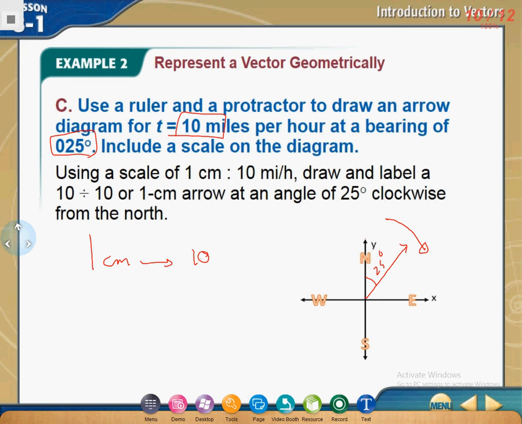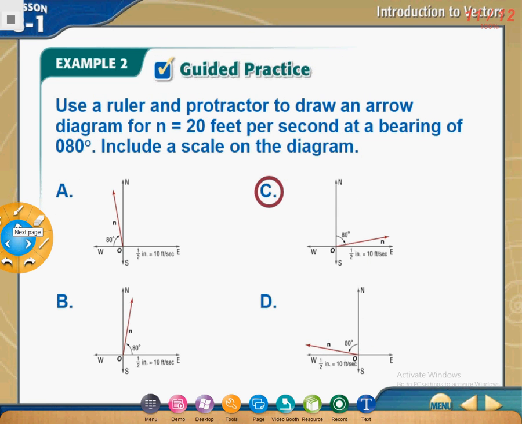What is the length of this vector, the magnitude? 1 centimeter on the graph. What is the magnitude of this vector in real life? Is it 1 centimeter? No, of course, it's 10 miles. Be careful. In the graph, it's 1 centimeter. In real life, it's 10 miles. I hope it's easy. Okay, this is your question.